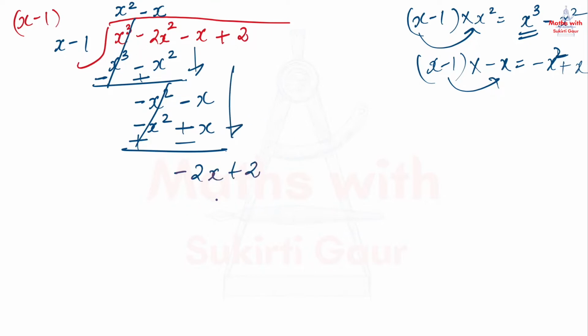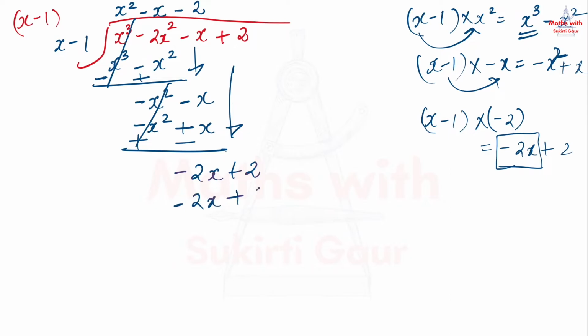Now in our new dividend, we have minus 2x at the first place. We have to select with x minus 1 minus 2 such that we will get minus 2x plus 2. So our main aim is to get the first term of the dividend cancelled. So here we will be selecting minus 2, minus 2x plus 2 here. This will become plus, this will become minus, it will get cancelled out, and we are left with 0.